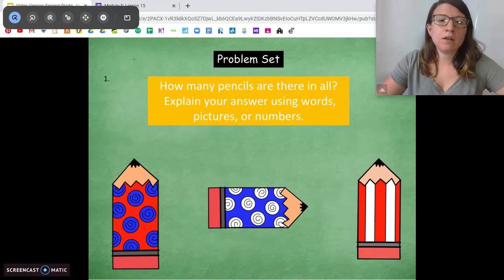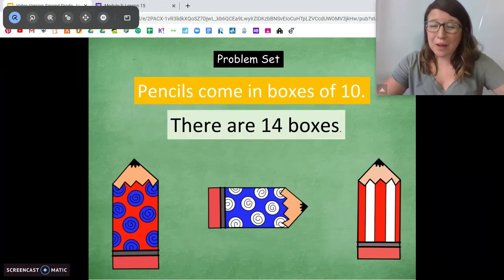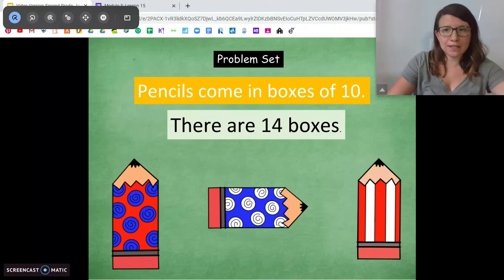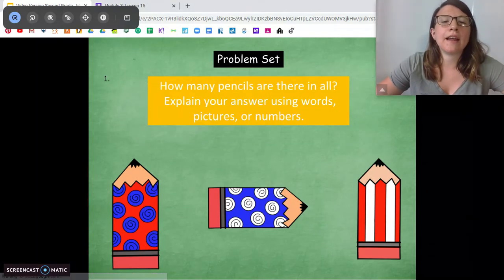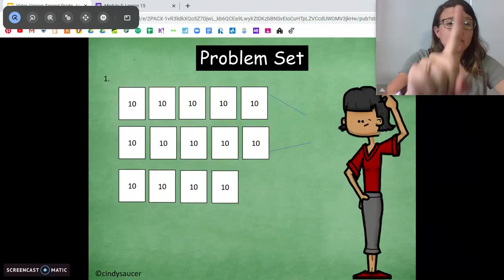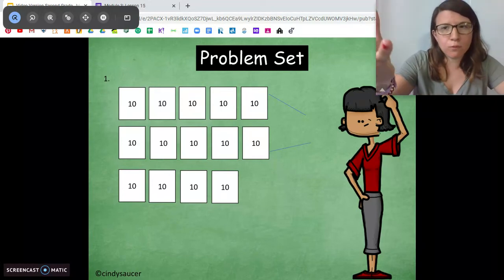Ready? Okay, so we know there are 10 pencils in each box, so I'm going to use that value of 10 because I know I can count by tens. I know my 10 sticks. I'm going to use that, and I'm going to draw 14 boxes. So I have 10, 20, 30, 40, where I have 10 and 4, 14.